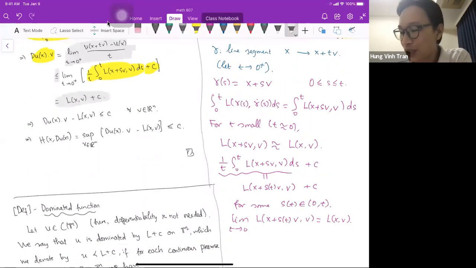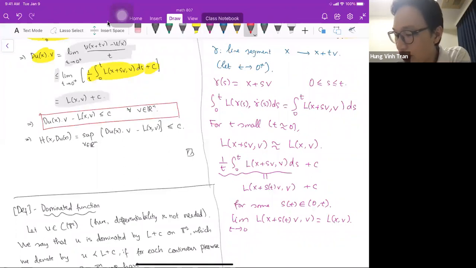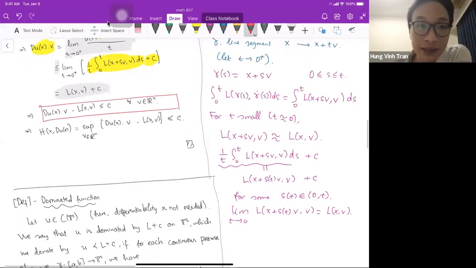Okay, so that allows us to conclude a very important yet beautiful and simple point, that is, Du(x)·v minus L(x,v) is less than or equal to c. Now you can maximize over all possible vectors v in R^n. The left hand side is always less than or equal to c for any v, right? So you take the maximum over all v, that gives you the Hamiltonian, and this is less than or equal to c, then we are done, right?